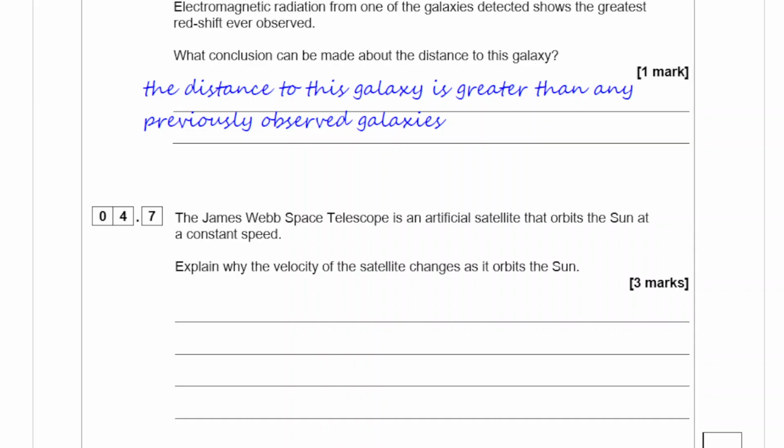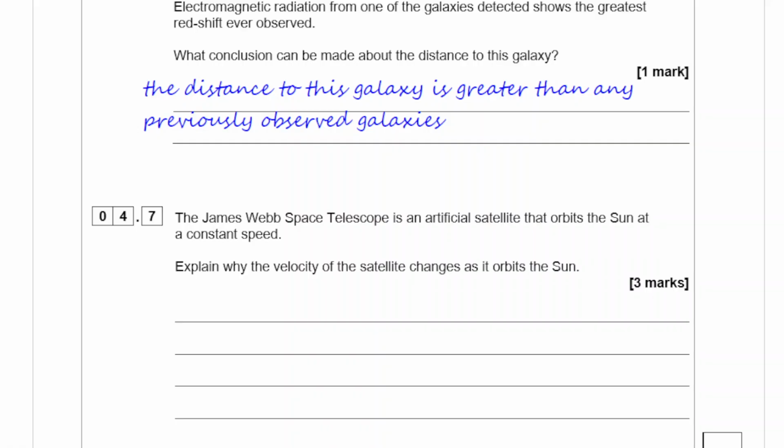The James Webb Telescope is an artificial satellite that orbits the sun at a constant speed. Explain why the velocity of the satellite changes as it orbits the sun. Now, it's going at a constant speed, but it's going in a circle. Because it's going in a circle, its direction is changing. So, because the direction is changing, velocity is also changing. Now, also, because it's going around the sun, there's a centripetal force that acts on the satellite. So the satellite is actually accelerating towards the center of the orbit.